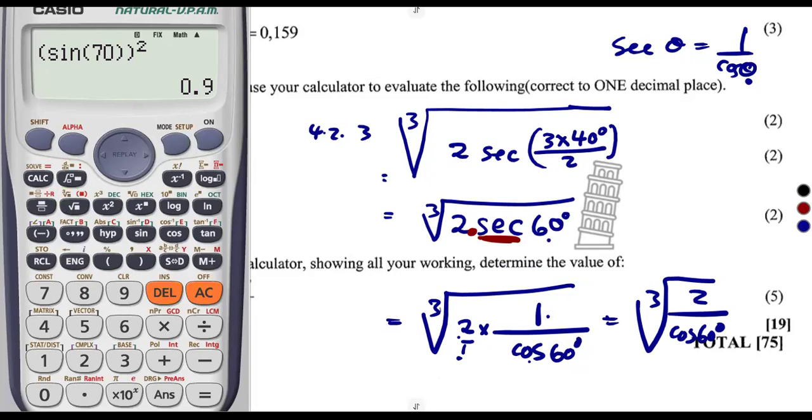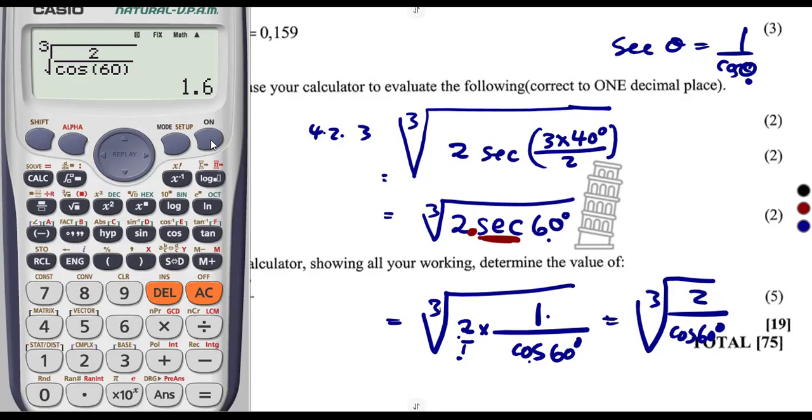So it's going to be shift. Sorry. So it's going to be shift, the cube root. You press this, must give us a 3. So it's 2 over what? Cos 60. 2 over cos 60. Cos 60 degrees. So that's it.